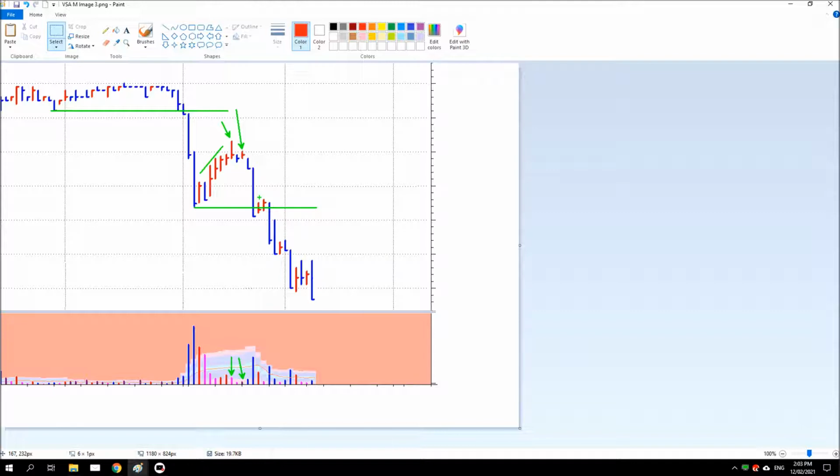And then you can see price attempts to recover, a little bit of volume comes in, but price could make no ground higher, and then the next bar shows no demand. There's no demand in the market whatsoever. Price is likely to break down again, and it does so.